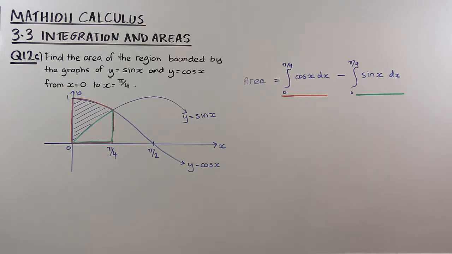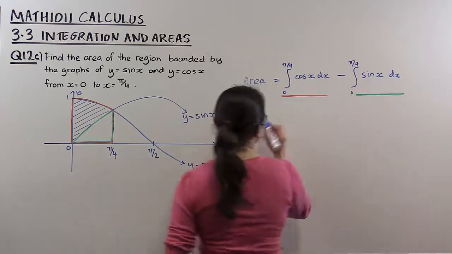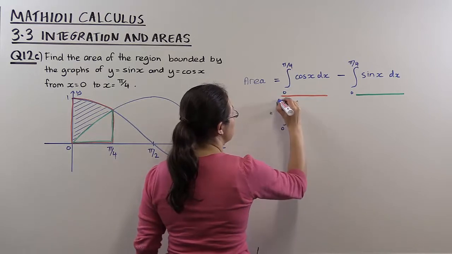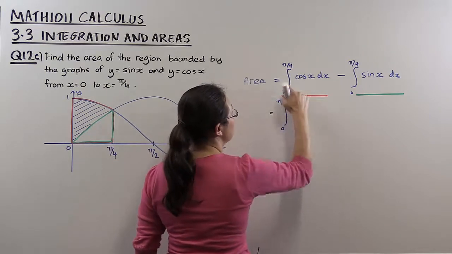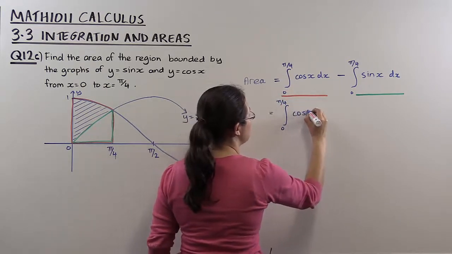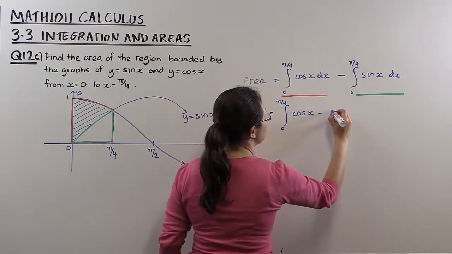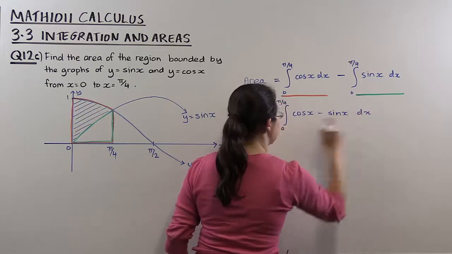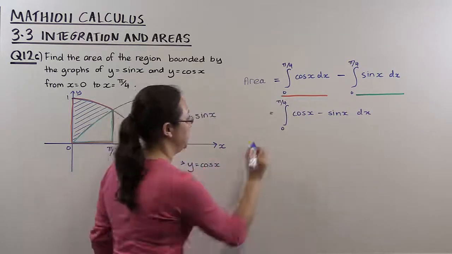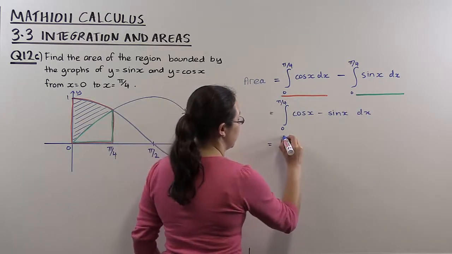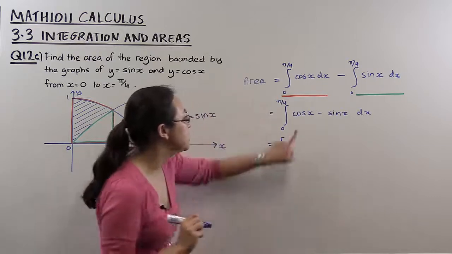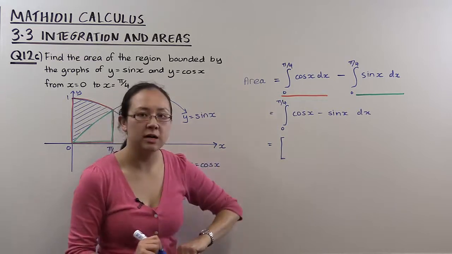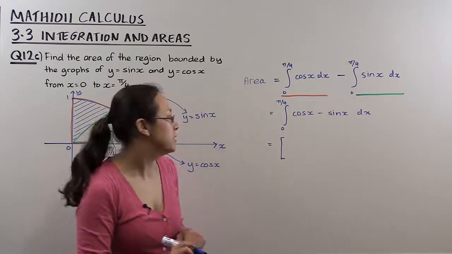So we can just calculate this using the fundamental theorem of calculus. If we wish, we could write this as just one integral because they're both going between the same limits. So we could just say it was the integral of cos x minus sin x dx from 0 to pi on 4. The fundamental theorem of calculus says we just need to find an antiderivative of this function, substitute our limits and take a difference, and that will give us the area.